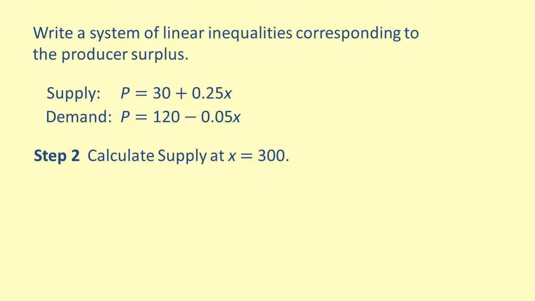Step 2. Calculate supply at the point of equilibrium by substituting 300 for x into the supply equation. P equals 30 plus 0.25 times x. We chose the supply equation to evaluate because producers supply while consumers demand. Thus, P equals 30 plus 0.25 times 300. Multiplying 0.25 and 300 gives 75, which when added to 30 yields 105.